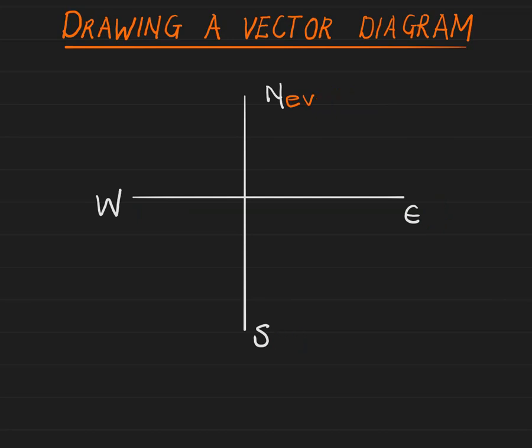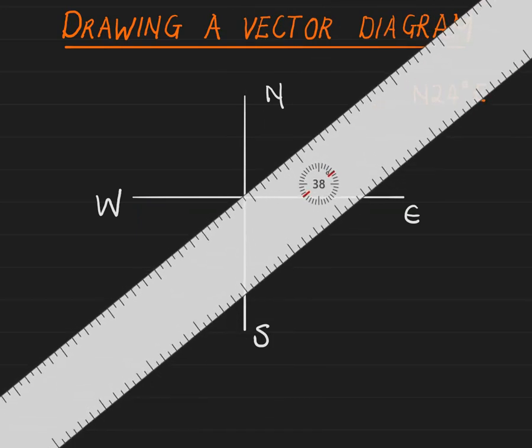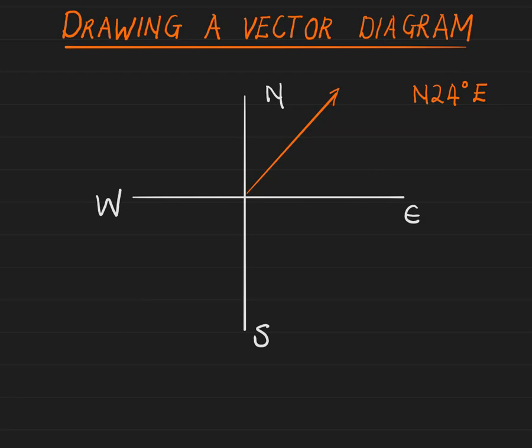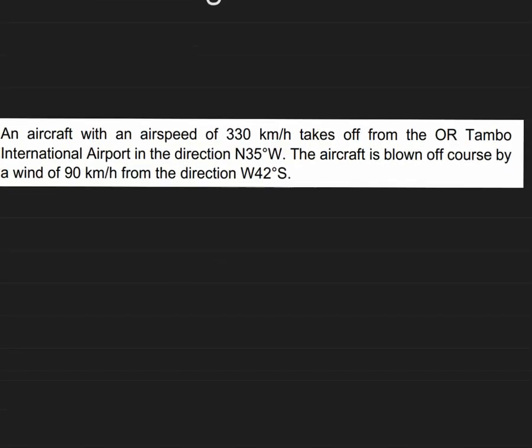The second thing that you need to do is understand the bearing convention. For example, if you are told that an aircraft is traveling 24 degrees from north to east, what that means is that you're going to end up with a vector that is going, this is just a sketch, so don't mind the degrees on my ruler there. So there's my vector, and then this will be my 24 degrees as I'm going from north to east. Please don't get confused here, because if you take that angle to be from east to north, then your vector diagram will be wrong.